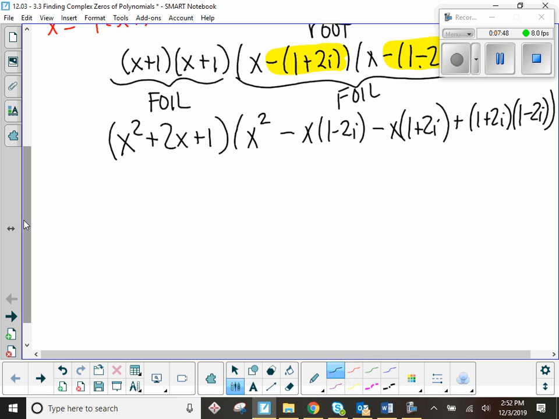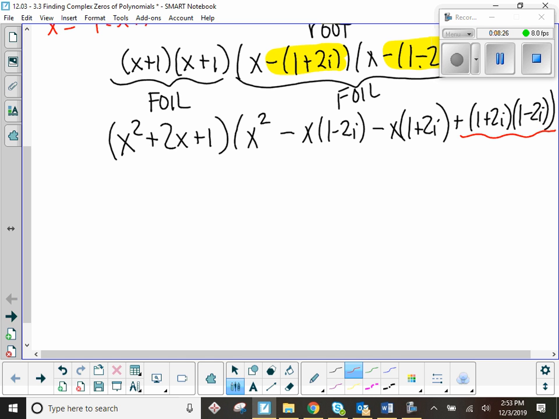And I want you to start by looking right here. 1 plus 2i times 1 minus 2i. We talked about that specific circumstance yesterday. Do you remember which part of our notes that was? What do you remember? Or you just remember that they were there? Yeah, it's the a squared plus the b squared, right?